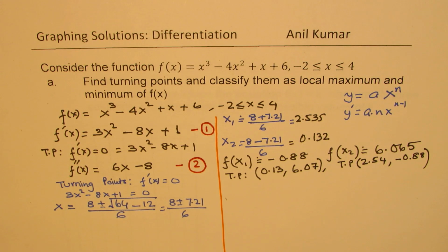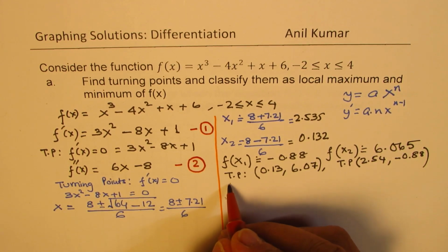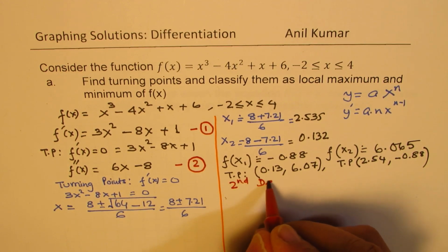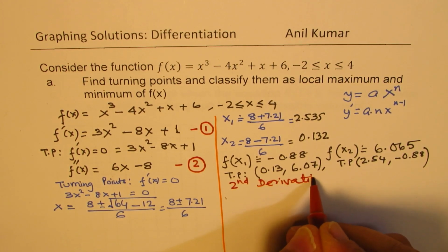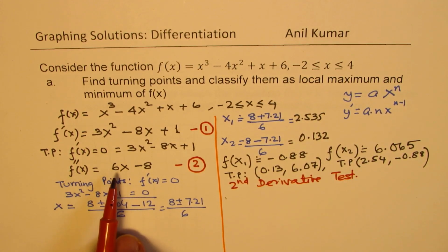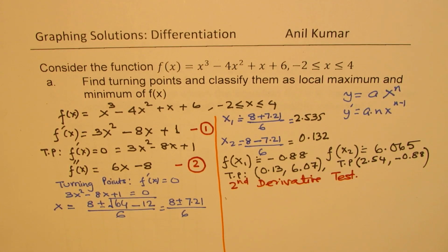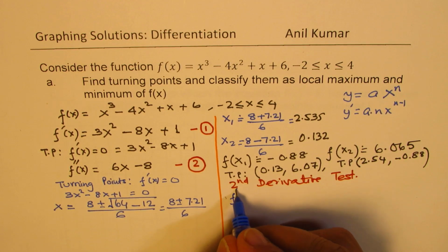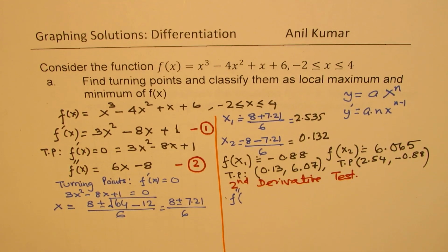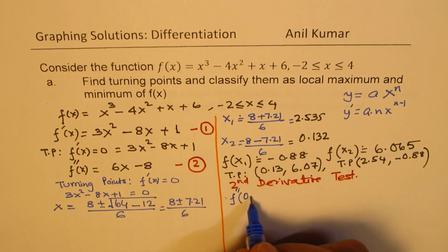Now we need to figure out whether these turning points are local maximum or local minimum, right? As we discussed, we'll analyze the second derivative, so we also say second derivative test. We already have the second derivative function here, which is 6x minus 8. In this, we'll substitute the x value. The left side is 0.132. Let me write down this value first.